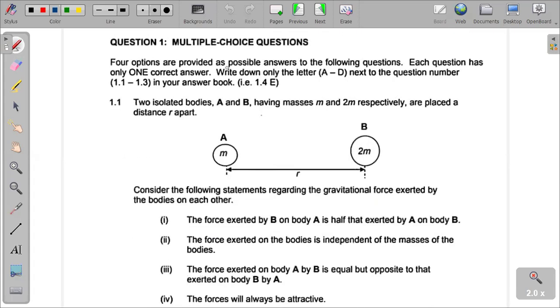Right, multiple choice questions first. Four options are provided as possible answers to the following questions. Each question has only one correct answer. Write down only the letter A to D next to the question number 1.1 to 1.3 in the answer book.